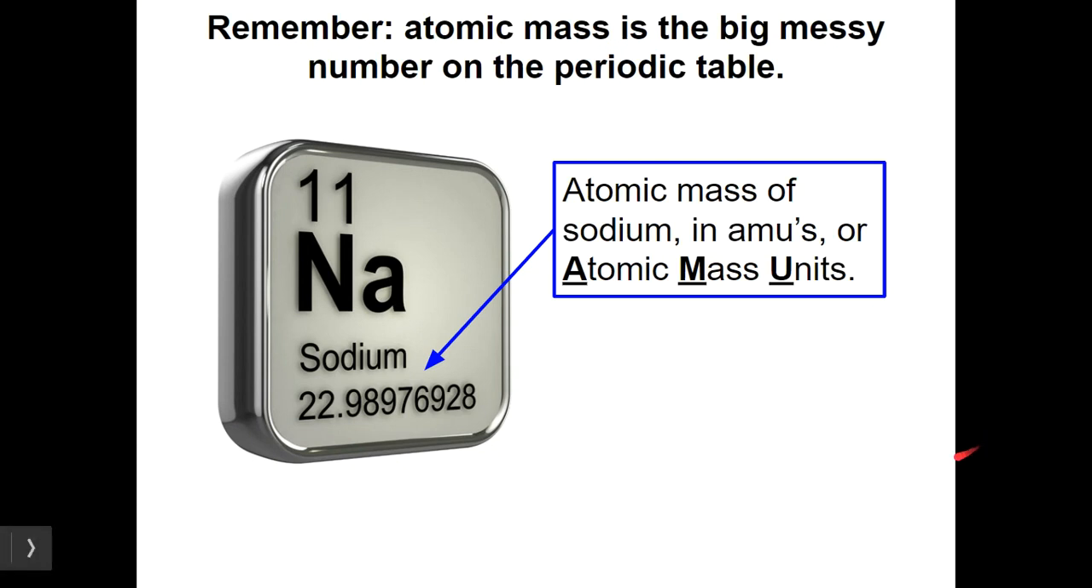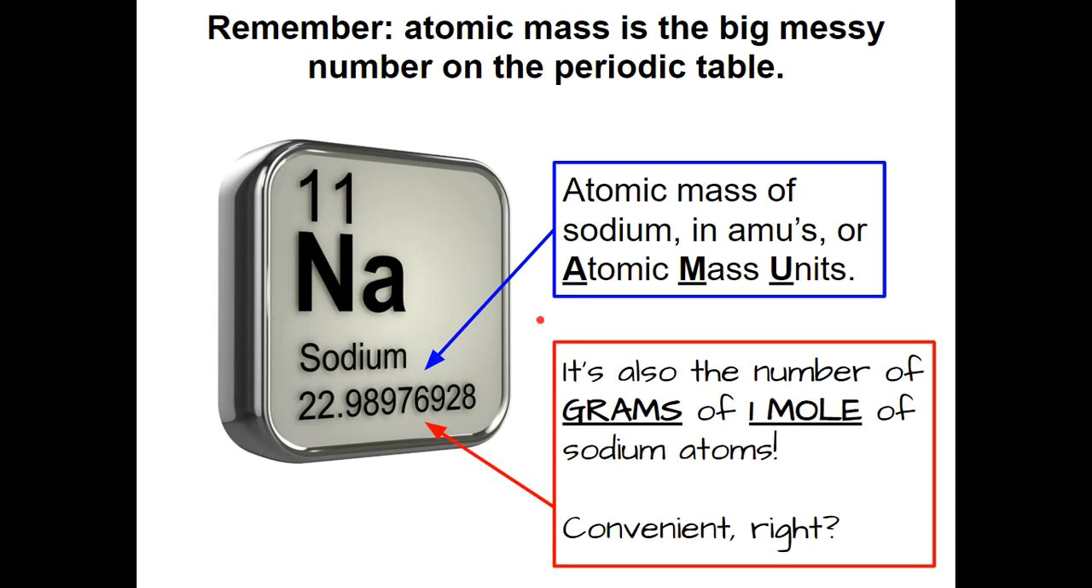Now remember when you're looking at the periodic table that atomic mass is this big messy number on the periodic table, and it depends on your periodic table how many decimal places this goes to. But this number down here, and it will always have some kind of decimal places usually, is the atomic mass of whatever element is in that little rectangle with it. So here it's sodium, and it's in AMUs, or atomic mass units. And that's basically how many hydrogens does it weigh? About.